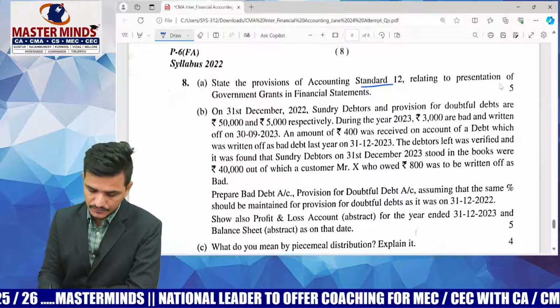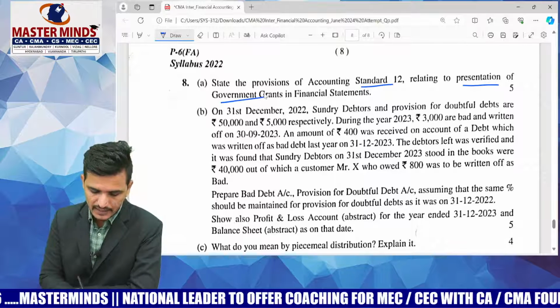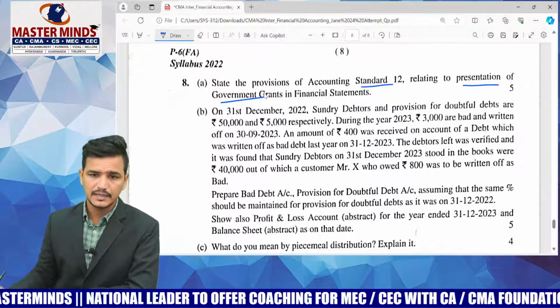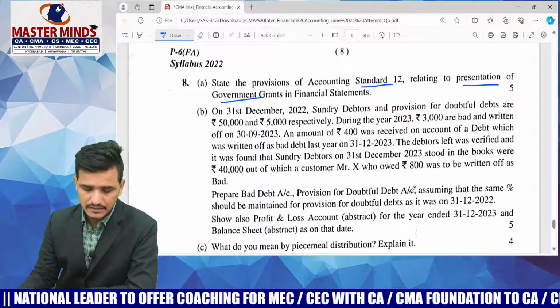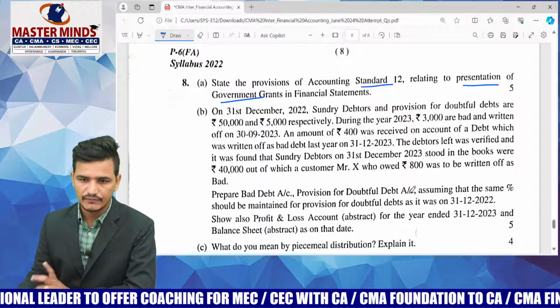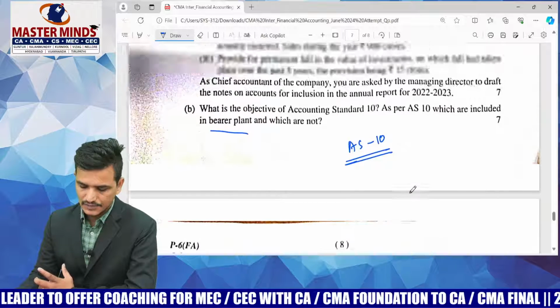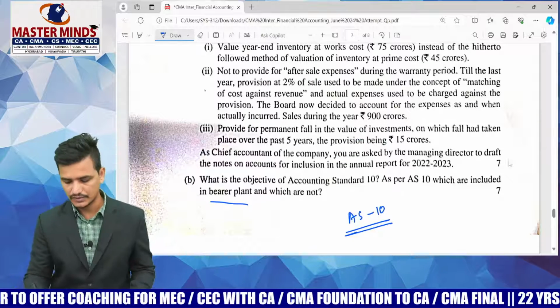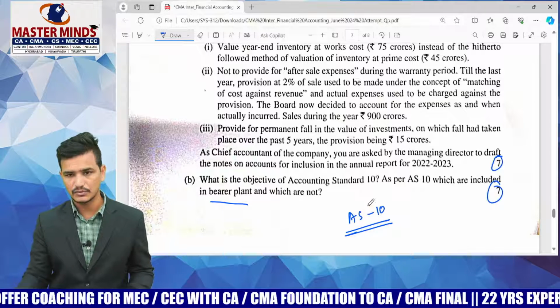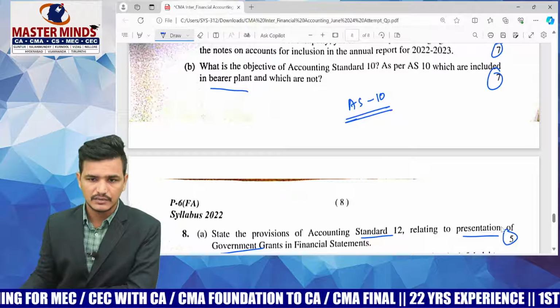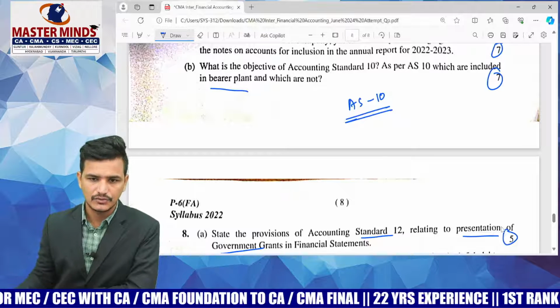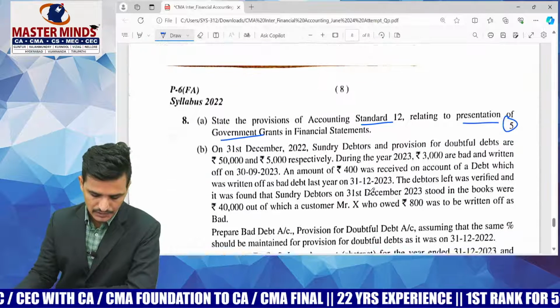Next, coming to question number 8A, here also they have given a question based on AS12, which is related to presentation of government grants. There are two types of presentation, by applying either the capital approach or the revenue approach, the income approach. That is based on the theory part. They have given a question for 5 marks. Accounting standards are going to have around 7 marks, 7 marks and 5 marks, totally 19 marks, and in MCQs we have 1 mark. So they are asking at least 20 marks from the accounting standards.